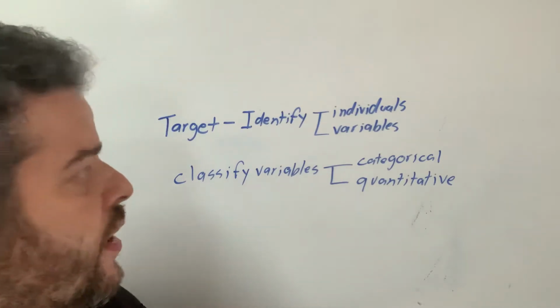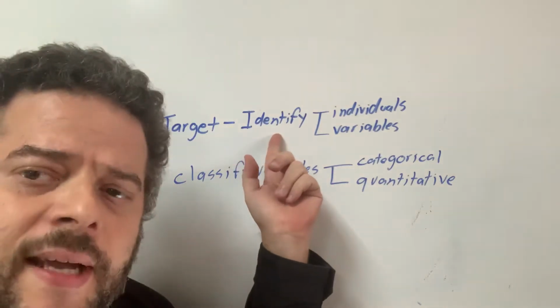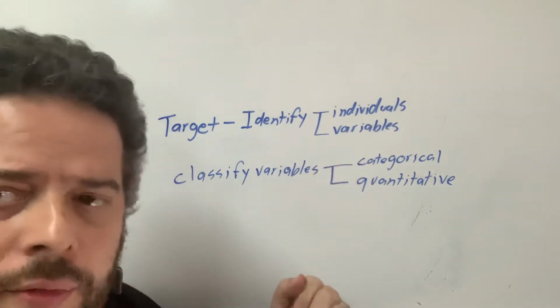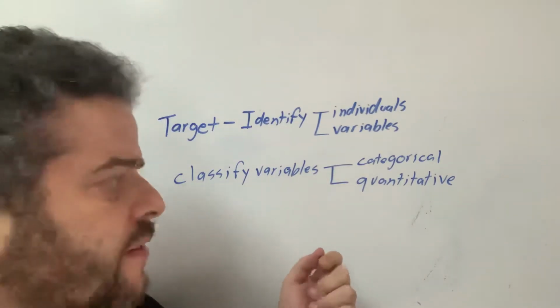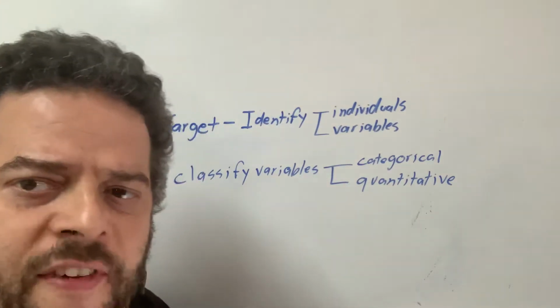And pretty much the target for today's class is to have you be, at the end, able to identify individuals within a data set and also variables within a data set. Also, to be able to quickly classify variables into both categorical and quantitative type variables.